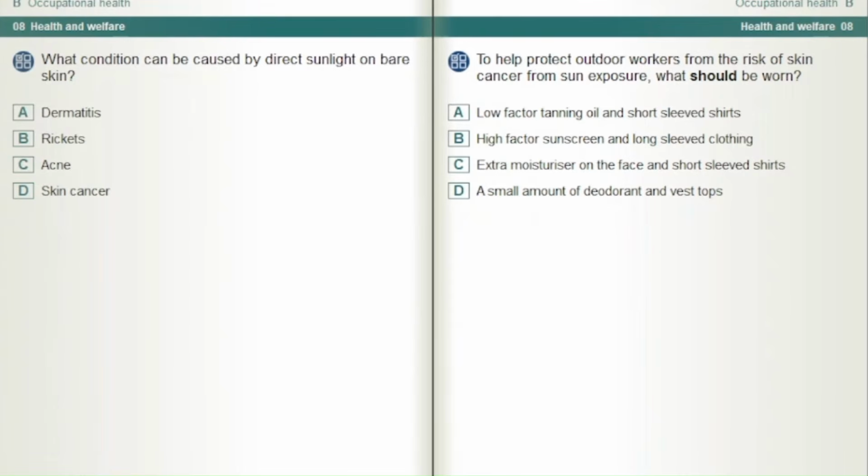What condition can be caused by direct sunlight on bare skin? Dermatitis. Rickets. Acne, skin cancer.